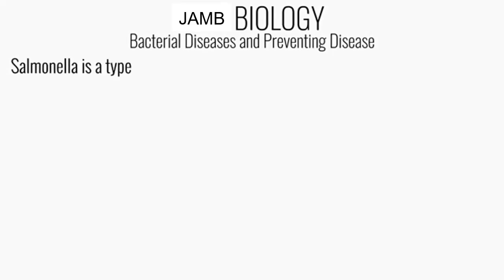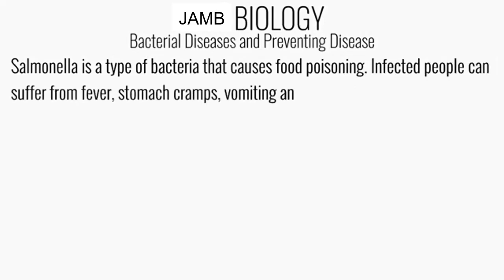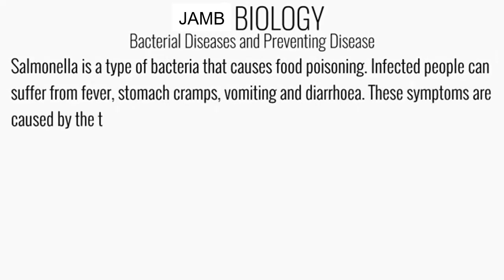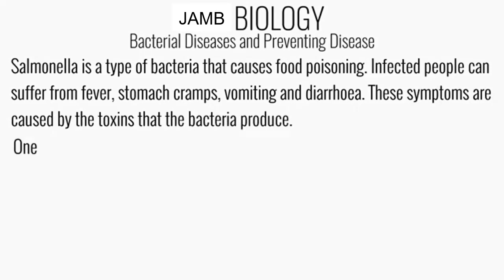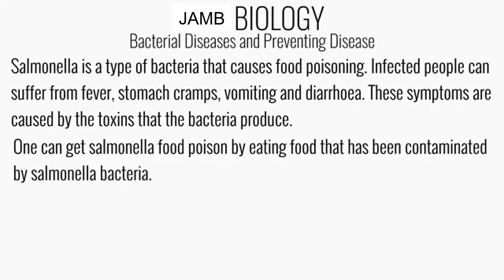First, Salmonella is a type of bacteria that causes food poisoning. Infected persons can suffer from fever, stomach cramps, vomiting, and diarrhea. These symptoms are actually caused by the toxins that the bacteria produce. One can get Salmonella food poisoning by eating food that has been contaminated by Salmonella bacteria.